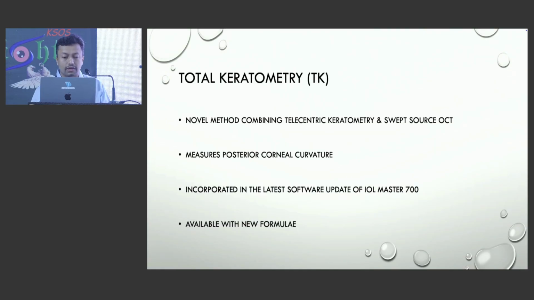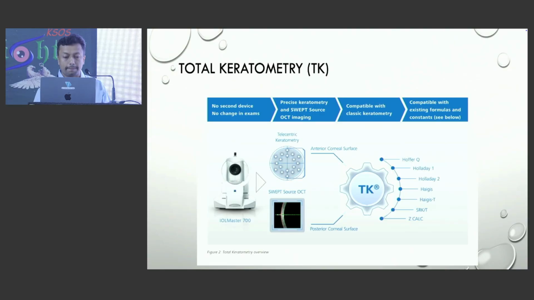So another method is total keratometry. This is a novel method combining both a telecentric keratometer and the swept source OCT. It measures the posterior corneal curvature, and it's incorporated in the latest machines like the IOL Master 700. And these newer formulas are also incorporated in this.